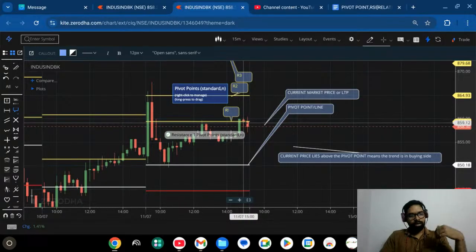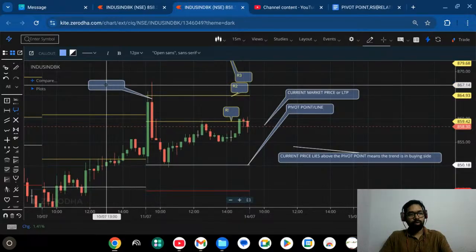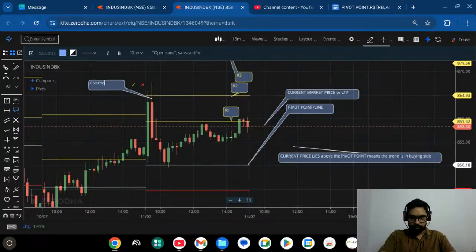So why is this happening? This might be because, in the morning, it is in the overbought zone. So there is a maximum chance that bounce-back chances will be there.